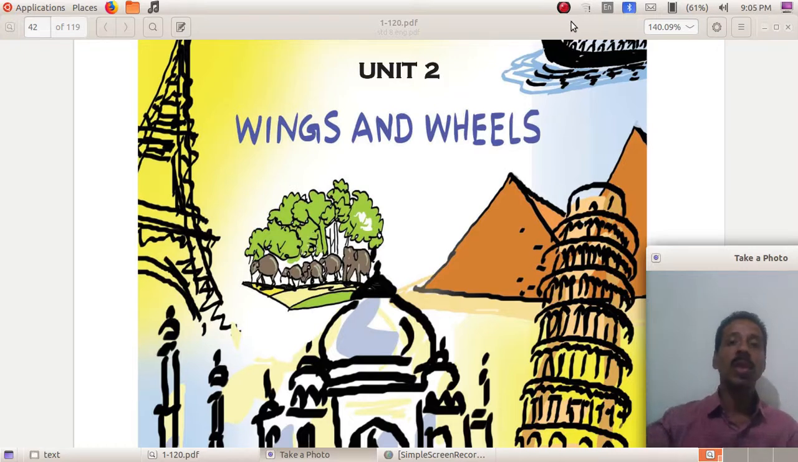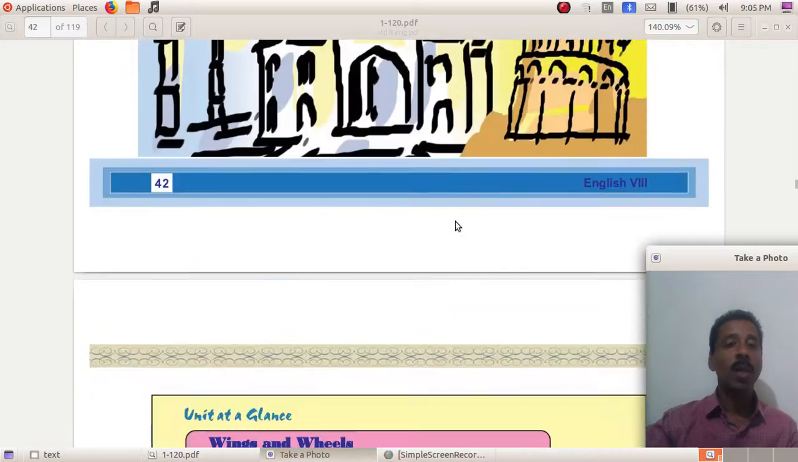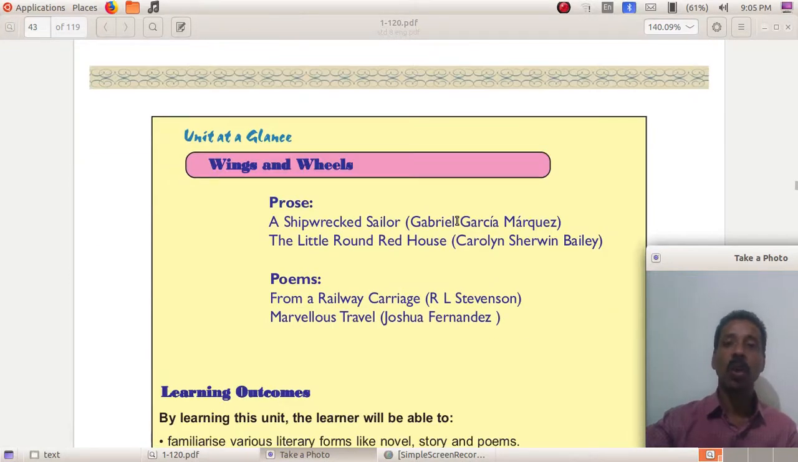So in this unit we have 4 lessons. Which are the 4 lessons? 2 prose lessons are there. First one is A Shipwrecked Sailor by Gabriel Garcia Marquez. The Little Round Red House by Caroline Sherwin Bailey. And 2 poems. First one From a Railway Carriage by R.L. Stevenson, and then Marvelous Travel by Joshua Fernandez. So 4 lessons are there.